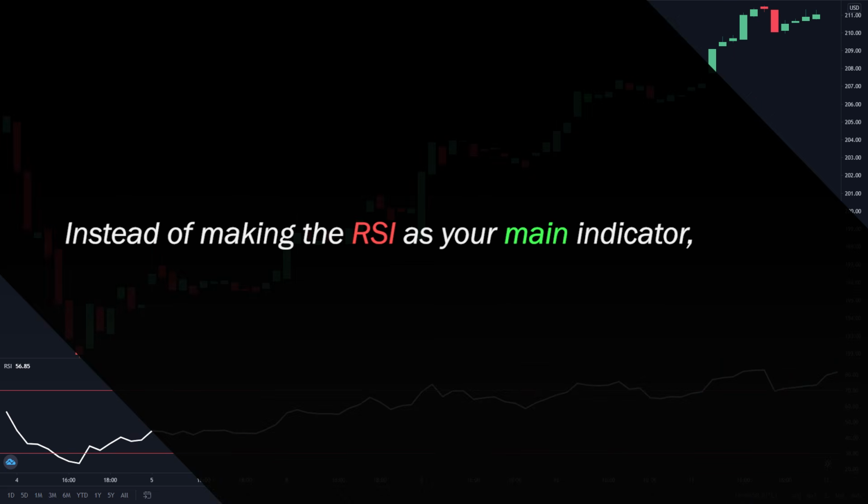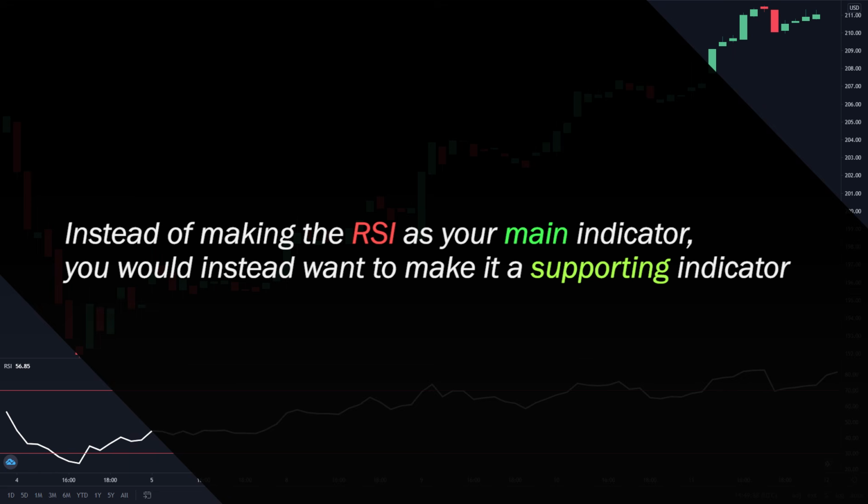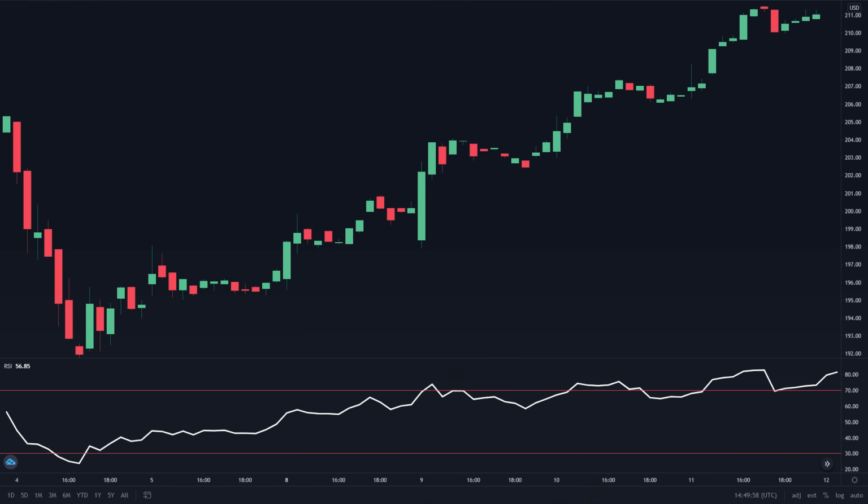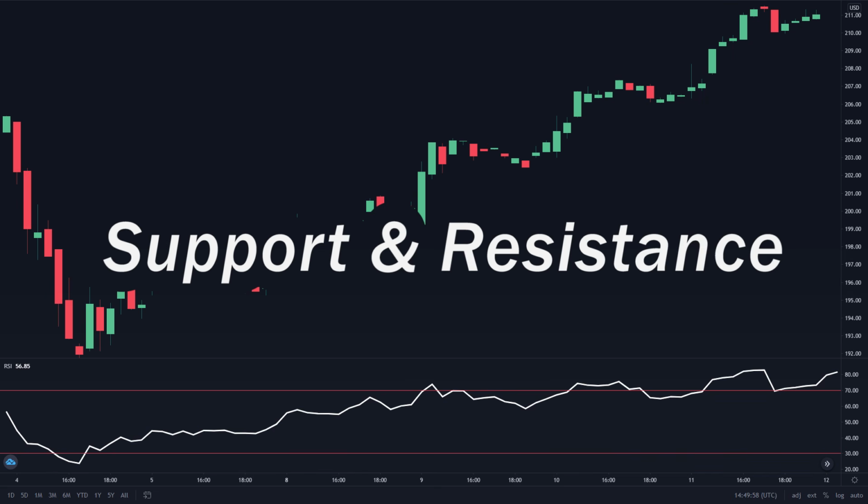So, instead of making the RSI your main indicator, you would want to make it a supporting indicator. You want the RSI to further confirm your analysis. And my favorite type of analysis when combining with the RSI indicator is just simple support, resistance and trend lines.